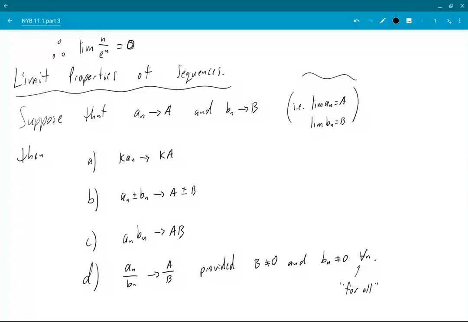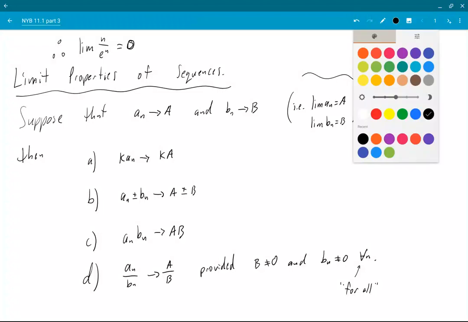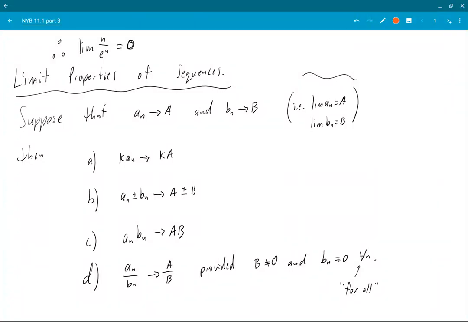Okay, sorry, I got cut off there. So here's the full results here. So limit properties. So let's take my highlighter and underline some things here.